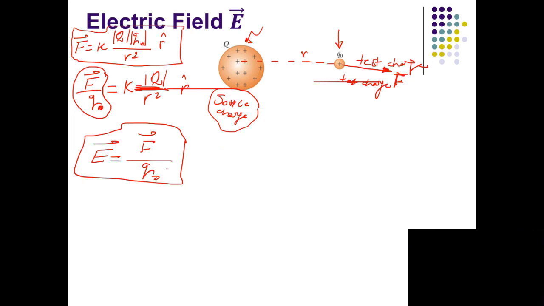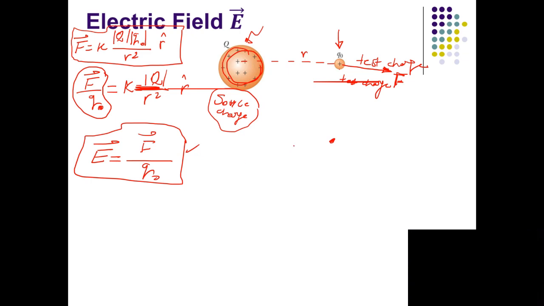Okay. Now the question is, if you remove the test charge, do you think the electric field will still be there? The answer is yes. Electric field has nothing to do with the test charge. Electric field is there because we have this charge here. Okay, so this charge simply creates an electric field around it. So electric field at this point is equal to that. Electric field at this point here is equal to a similar equation.